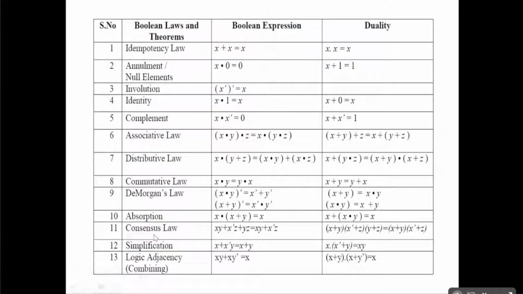Next one is the consensus law. xy plus x bar z plus yz can be rewritten as xy plus x bar z. Similarly, in duality, x plus y, then x bar plus z, then y plus z can be replaced with x plus y and x bar plus z.